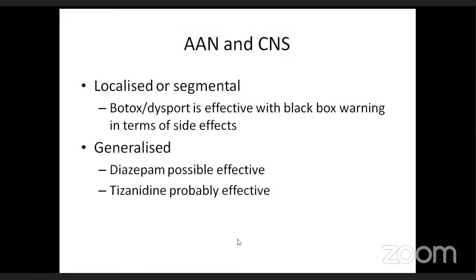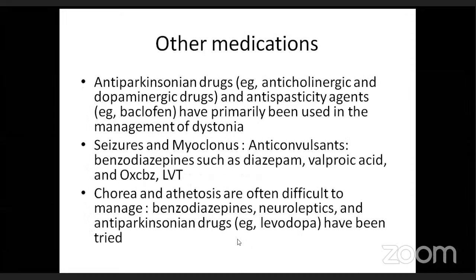Now, American Academy of Neurology and Child Neurology Society, it recommends use of Botox, and Dysport is effective with black box warning in terms of side effects for localized or segmental spasticity. However, for generalized spasticity, diazepam is possibly effective. Tizanidine is probably effective. So it is better than baclofen and tizanidine.